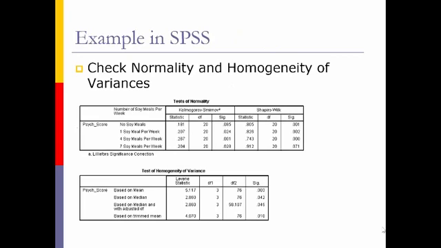First thing that we're going to want to do is look at our normality and our variances. You can see that we've got some issues with normality. So the data does not appear to be very normal. And in addition to that, our variances are not equal.